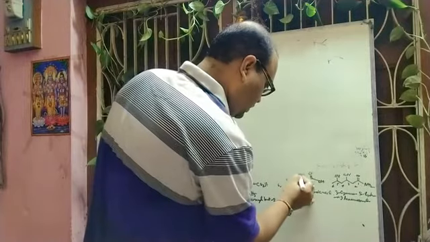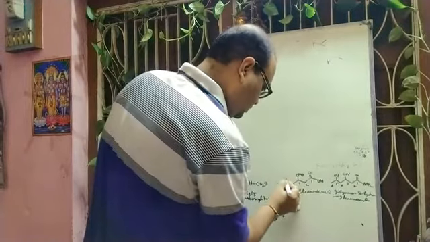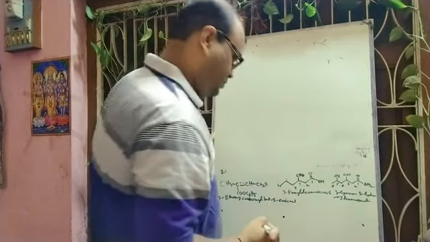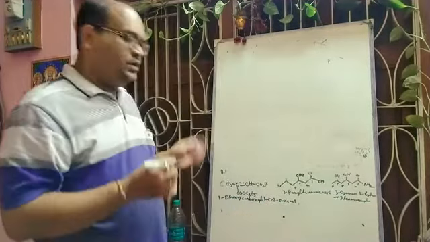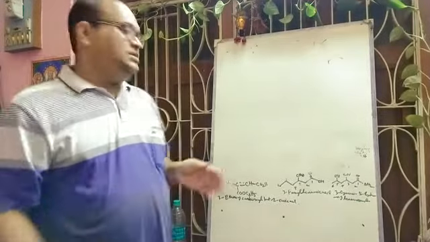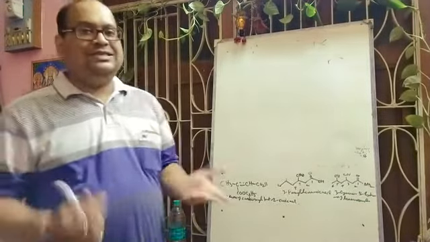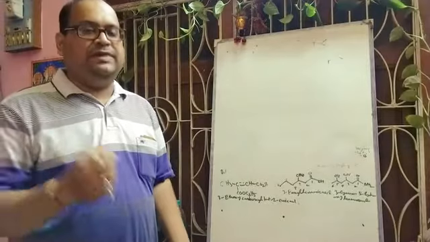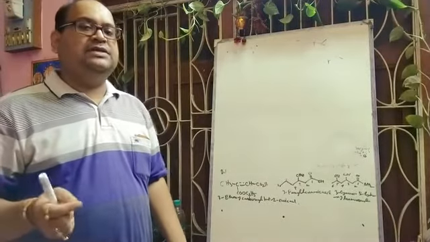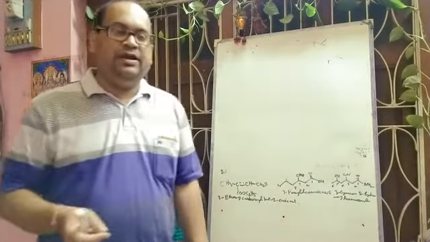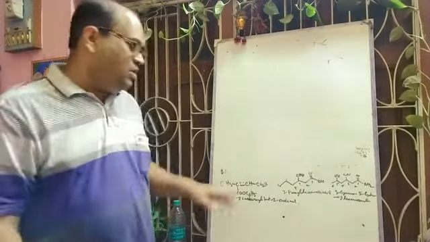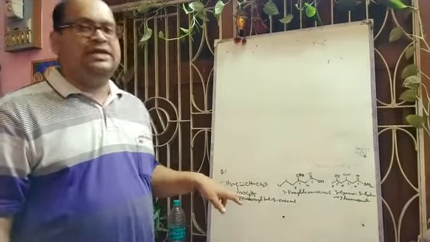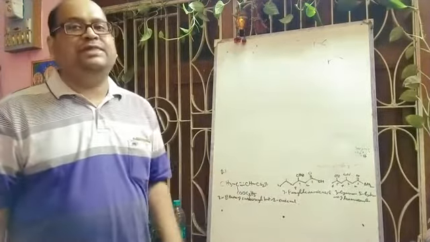This one is CHO. Next, suppose in a compound two functional groups are present, or 3 or more, then one will be the principal functional group. The principal functional group reference I have already given and discussed. Suppose in this compound there is a carboxylic acid group and an ester group. Definitely carboxylic acid is the principal functional group.